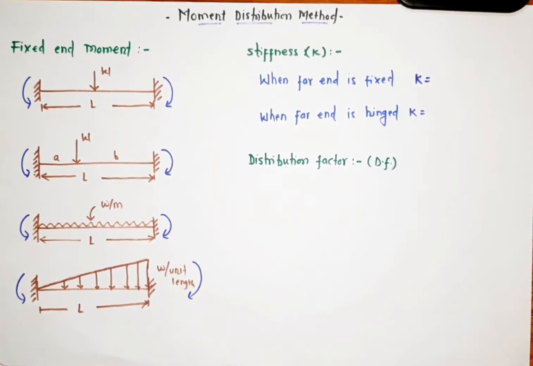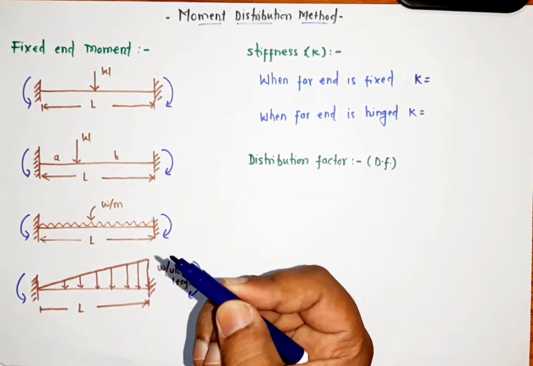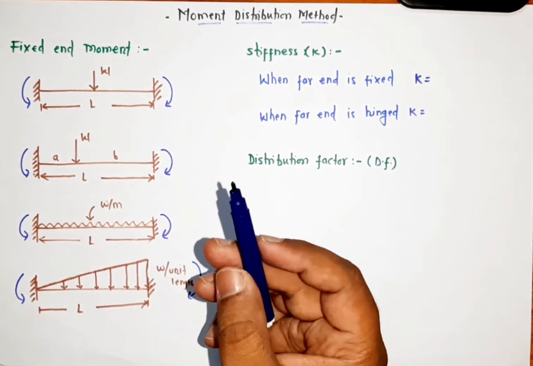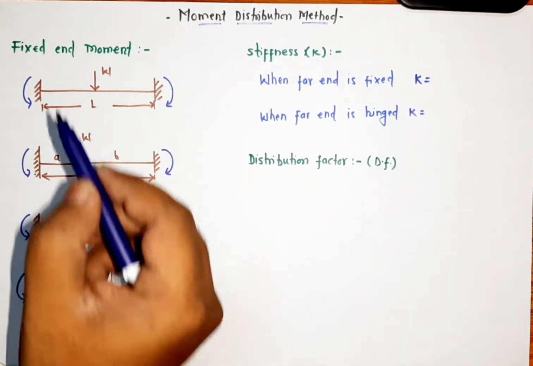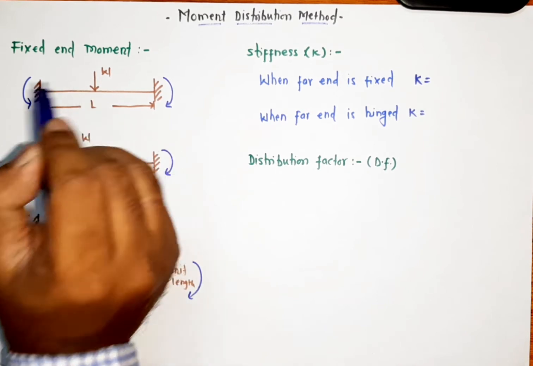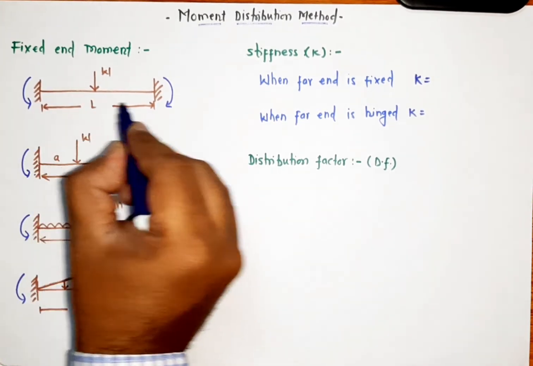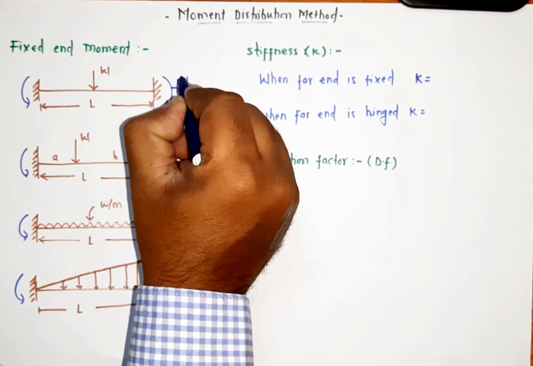In this video, we will discuss the moment distribution method. Whenever we want to solve any beam or frame using the moment distribution method, we must know what the fixed end moments are. Let us consider a fixed end beam having a central point load. The fixed end moments will be WL by 8.